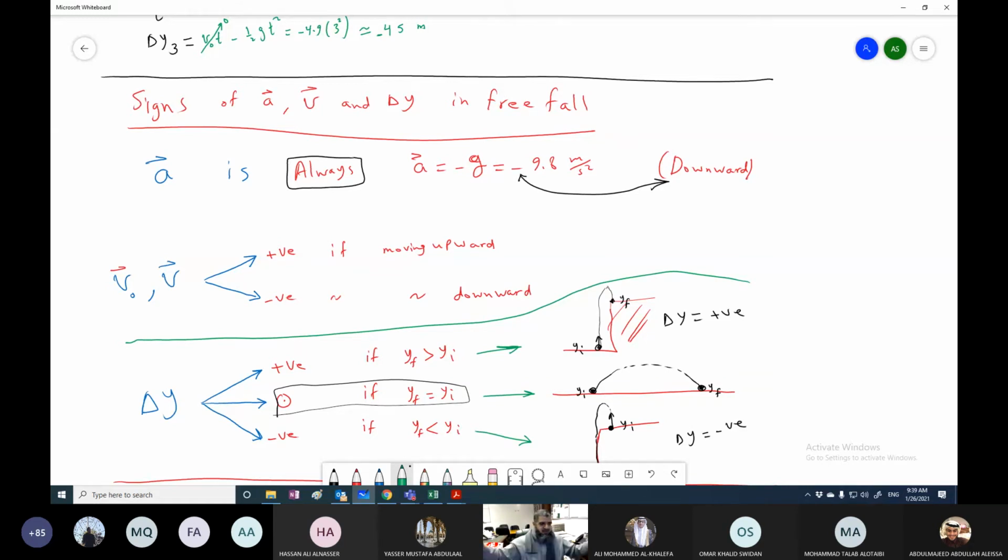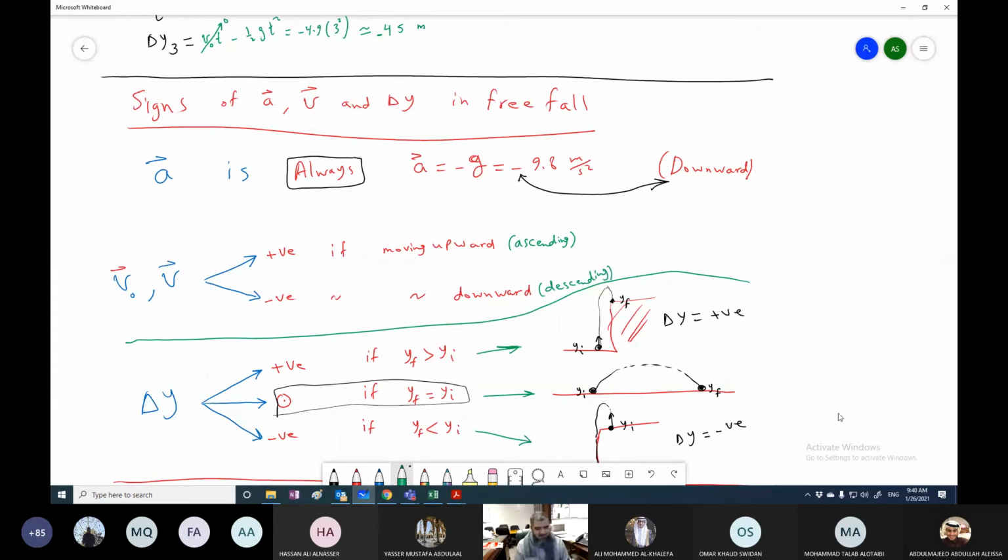Forget about the acceleration. There is no choice, no confusion, no hesitation. In free fall it is always minus g, meaning minus 9.8 meter per second square. Now to the velocity. Whether it is initial velocity or final velocity, it will be positive if the object is moving upward. We called that ascending. If it is ascending, the velocity will be positive. If it is descending, it will be negative.